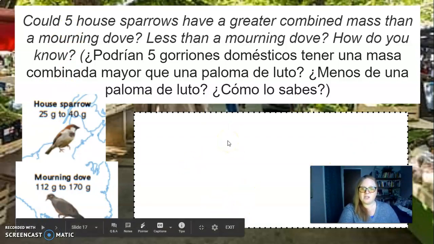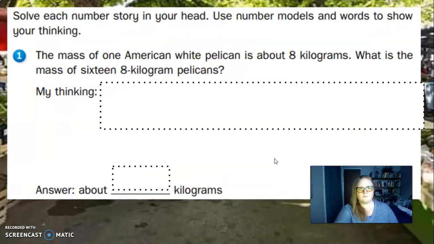So really you're answering 3 questions within this box. Can it be greater? Can it be less than? How do you know? Solve each number story in your head. Use number models and words to show your thinking. So like I said, all of these problems today are mental.